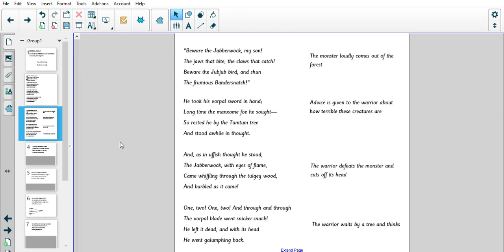So what I want you to do is match the verse to the summary on the right-hand side. So we've got, the monster comes loudly out of the forest. Advice is given to the warrior about how terrible these creatures are. The warrior defeats the monster and cuts off its head. And the warrior waits by a tree and thinks. So just pause the video. You don't need to write it down. Just pause the video and think. Which verse do each of those match up best to?